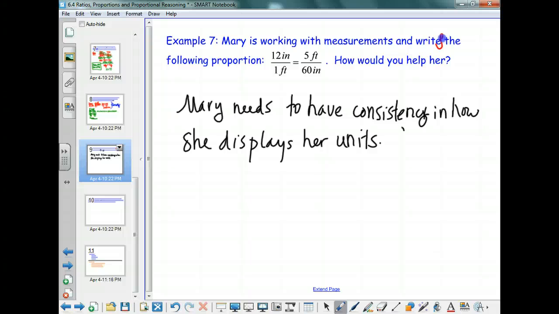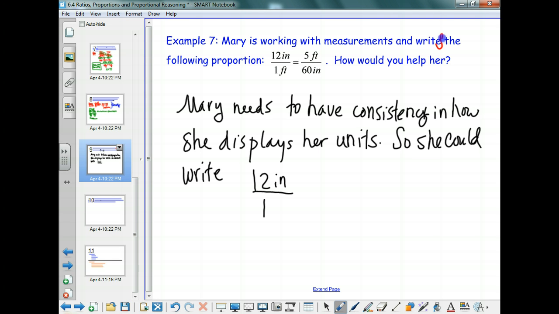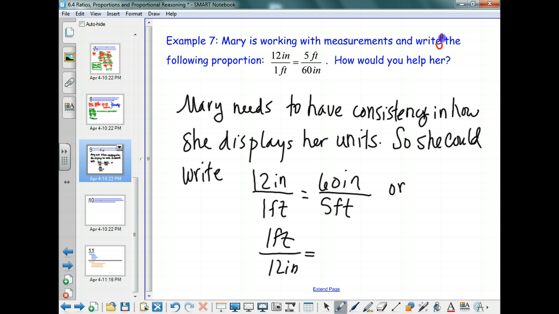Okay. So she could write 12 inches over 1 foot equals 60 inches over 5 feet, or 1 foot over 12 inches equals 5 feet over 60 inches. So that ordering, that location matters, otherwise things are going to go awry.